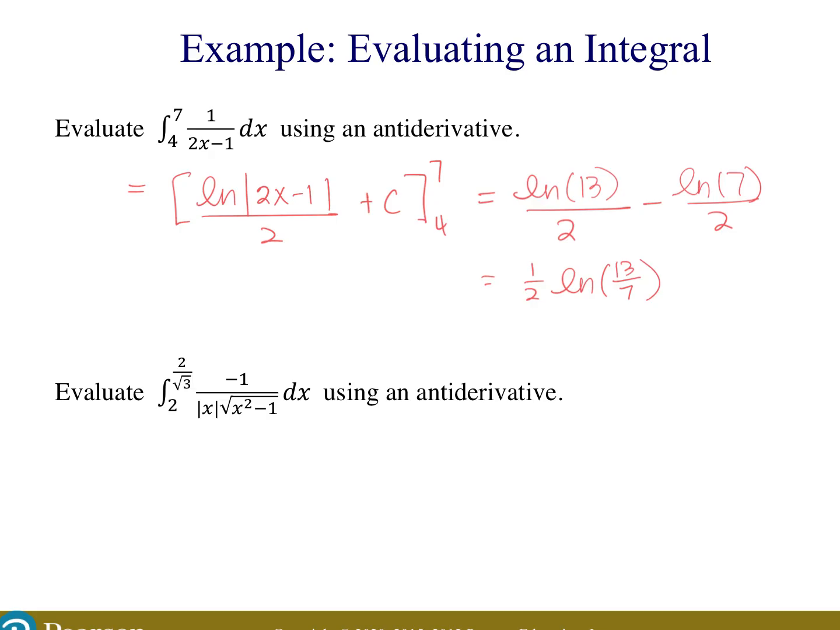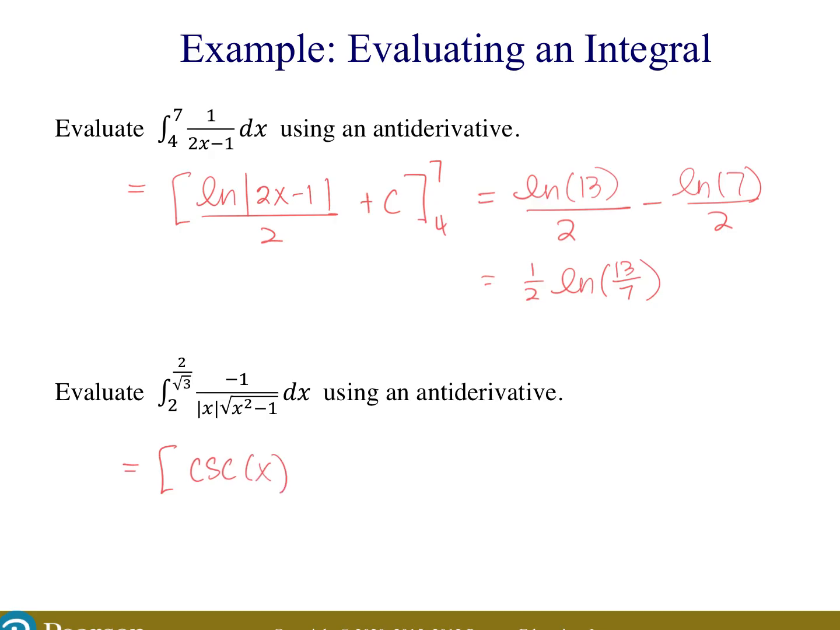What family does this belong to? Inverse trig. Which particular inverse trig is this one? Cosecant. Okay, this is the derivative of the inverse cosecant. So its antiderivative is the inverse cosecant of x. So I don't need any chain rule for that one.